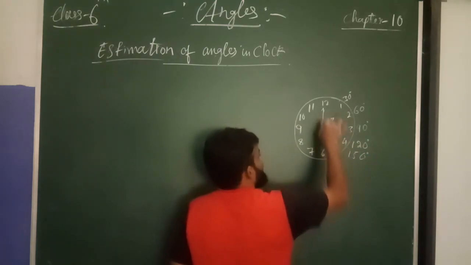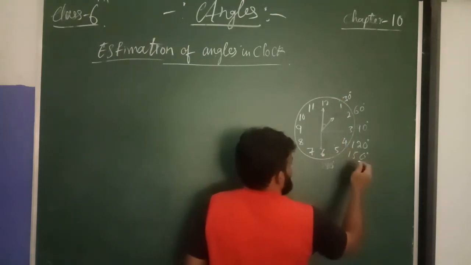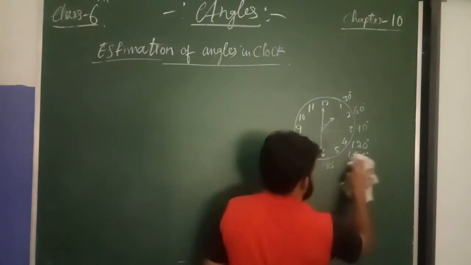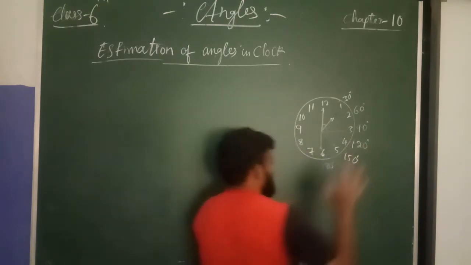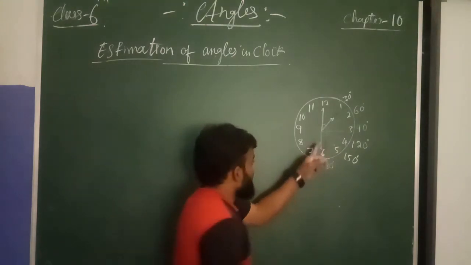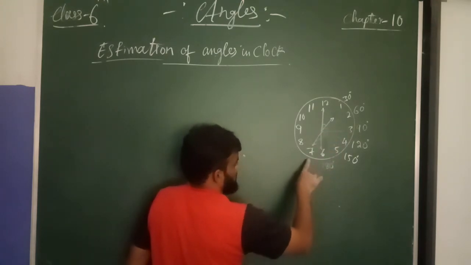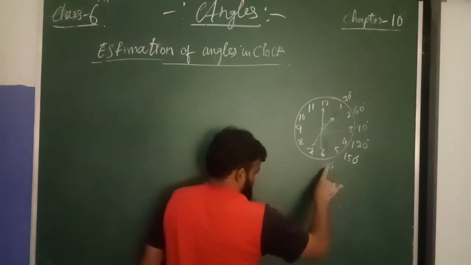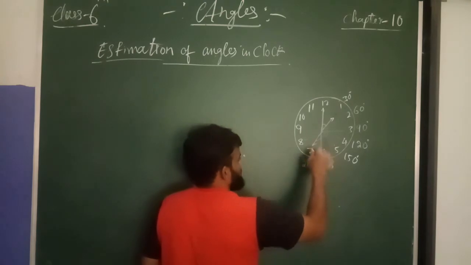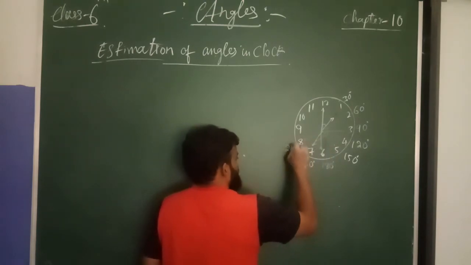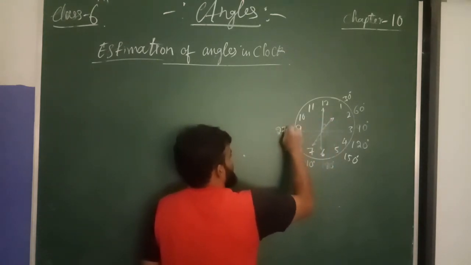If you add here also, this angle will make 150 degrees. At 6, this is a straight angle. From 12 to 6, the straight angle makes 180 degrees. 150 degrees is here, and this 180 is 6 o'clock. Then 180 plus 30 degrees we add, so 210 degrees. Here you add, this angle will come, 240 degrees. If you add here, 270 degrees.